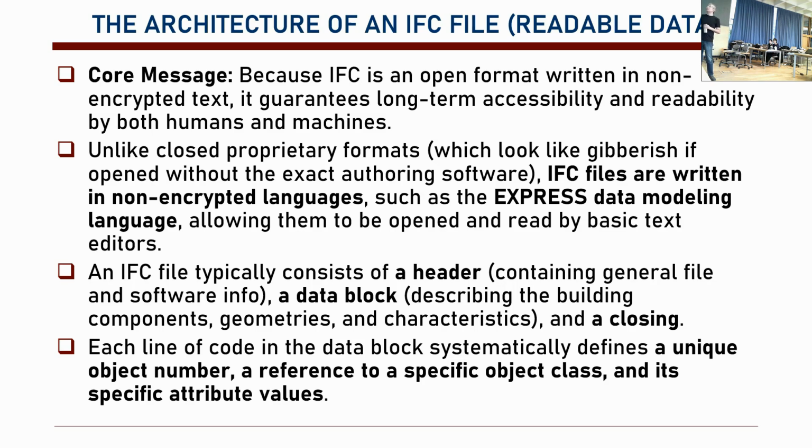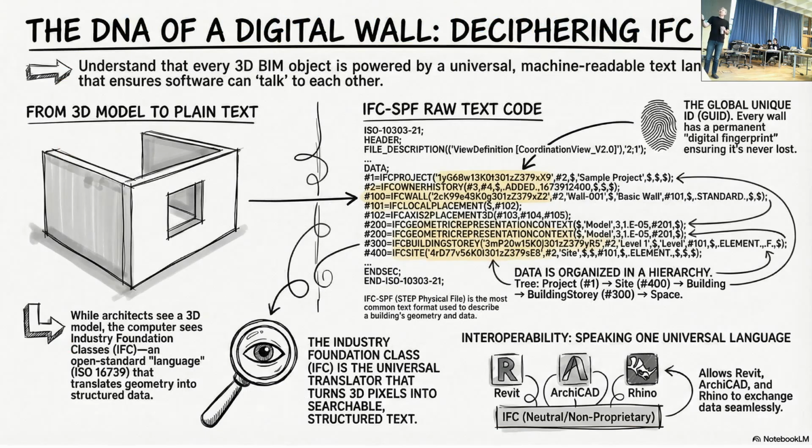We'll look into that. There's a header and there's a data block. Each line of code in the data block defines a unique object number that references a specific object class and specific attribute values. So this IFC wall is represented like this here. This is the way IFC is written, and it's very simple. Here it says IFC project, and there is an alphanumeric string of characters called the globally unique ID. Every element has a permanent digital fingerprint, so every little wall here has this ID.